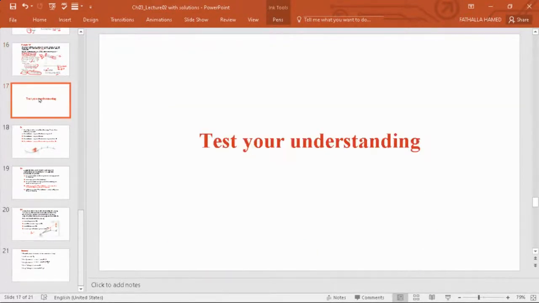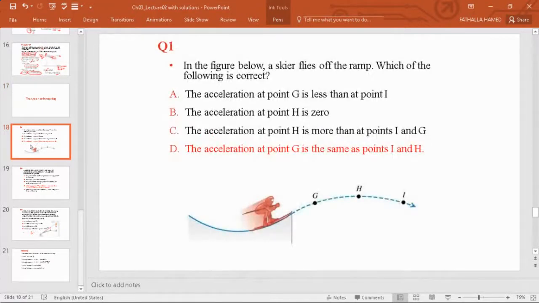We have here a few questions to deal with. The first question: in the figure below, a skier flies off the ramp. Which of the following is correct? The acceleration at point G is less than point A. The acceleration at point H is 0. The acceleration at point H is more than at point B. The acceleration at G is the same as I and H. And of course, the answer here is given in red. So that's the right answer.